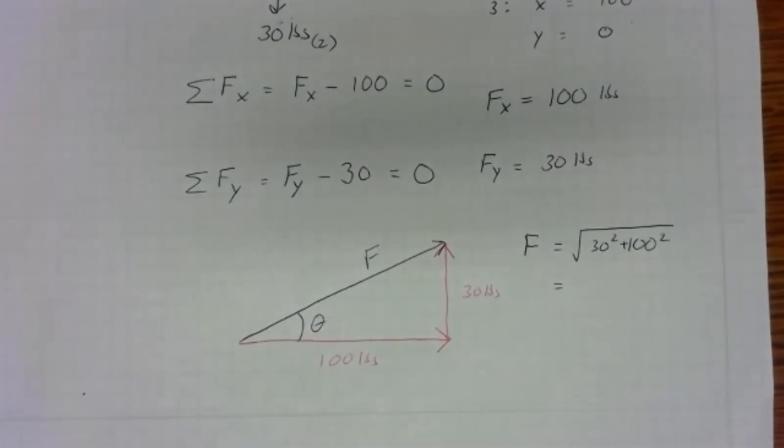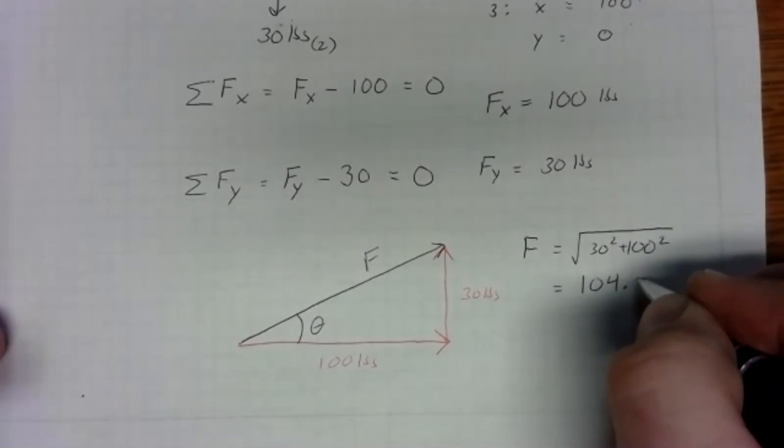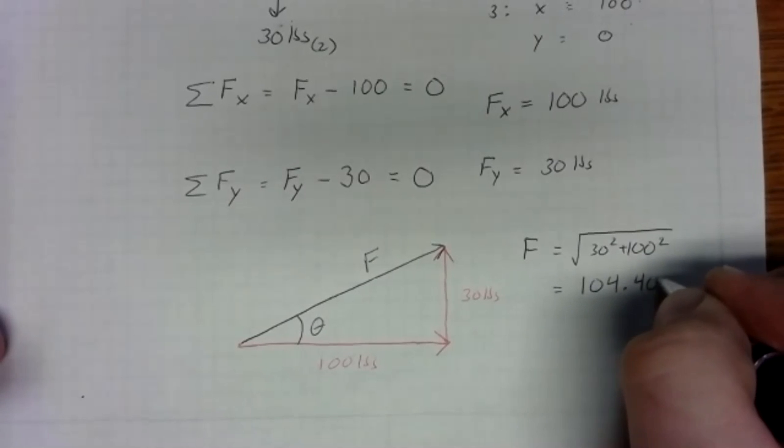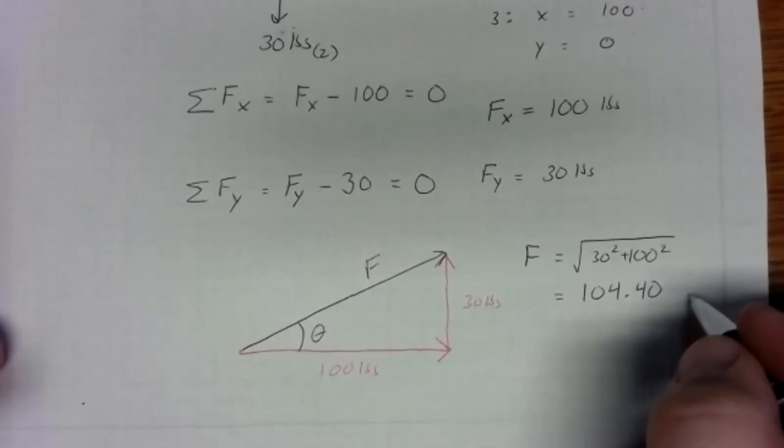And we can go over to our calculator and figure out what that is. We take 30 squared and 100 squared and add those together. Take the square root, and we get 104.40. And I'm keeping 5 significant figures here somewhat arbitrarily.